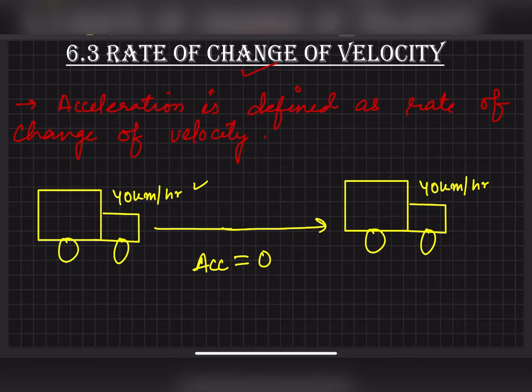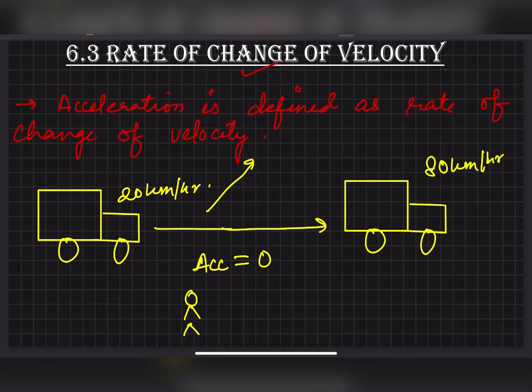But let's say you are pressing the accelerator and increasing your speed. Or let's say you are driving at 20 kilometer per hour. Suddenly you saw a very beautiful one nearby you. Then you increase your speed, and your speed reaches 80 kilometer per hour. Now speed changes from 20 to 80. Is there acceleration? Yes, there is acceleration.